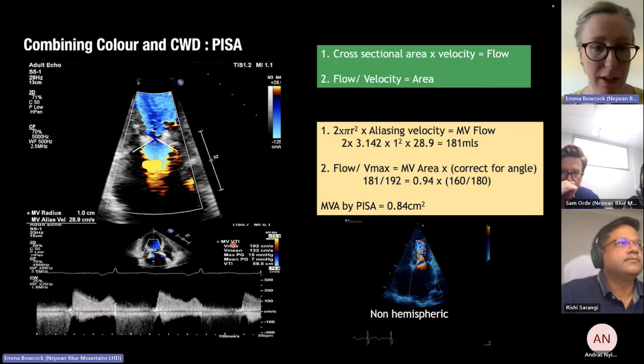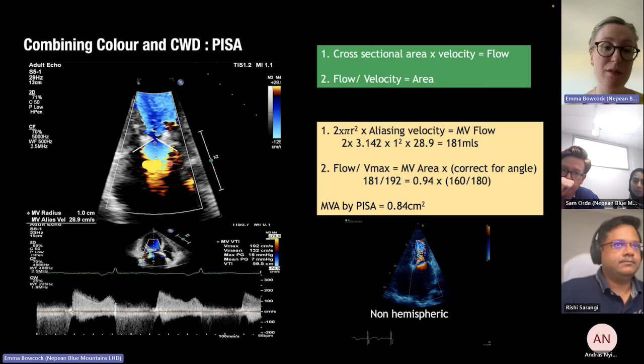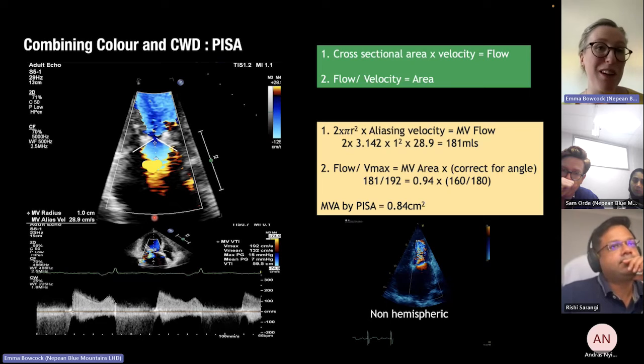It has lots of caveats, which are things that we've spoken about before, and a lot of it in MS is the need for angle correction because of the shape of your annulus. But PISA is essentially like your continuity principle, in that what goes in must come out, and as you're coming towards a narrowing, you get these hemispheric isovelocity shells forming. You can see that the baseline, rather than being reduced in the direction of MR, which is where we're more commonly using it, is reduced in the direction.